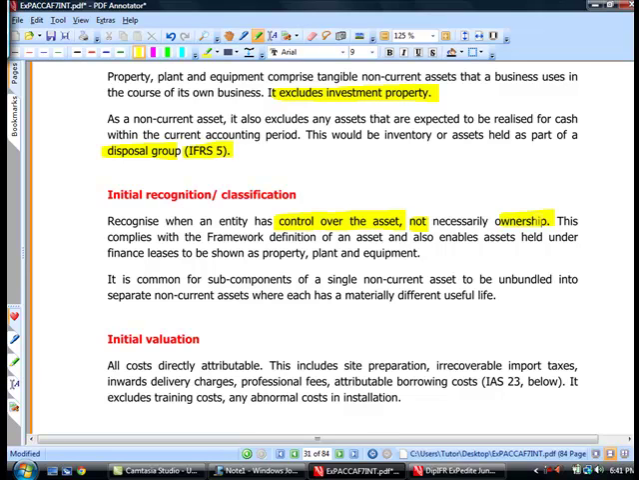IAS 16 requires component accounting. So basically, if we have a bigger asset like, let's say, an airplane, we actually will recognize the full asset unbundled into its components. Why do we do this? Because the subcomponents will actually have different useful lives. So, for instance, in our example with an airplane, we will actually depreciate the engine over 10 years, the exterior of the plane over 20 years, and the interiors, the seats, the lighting, the flooring over 5 years.